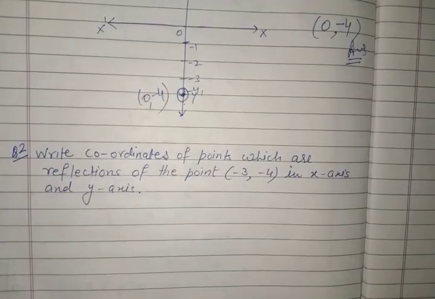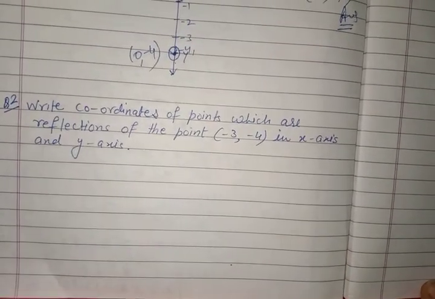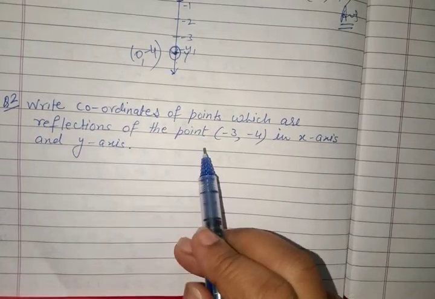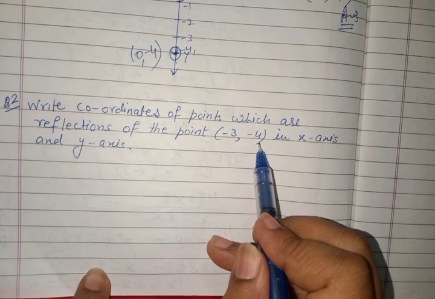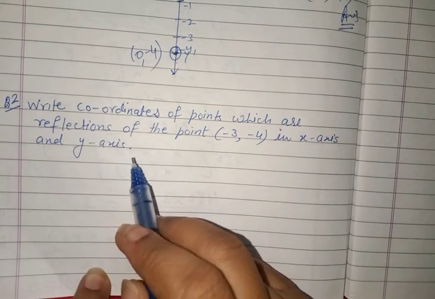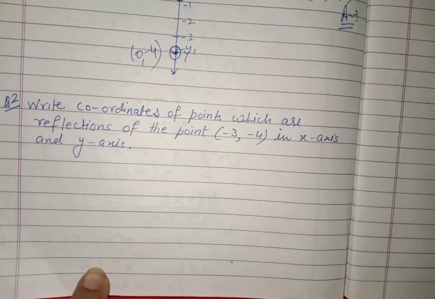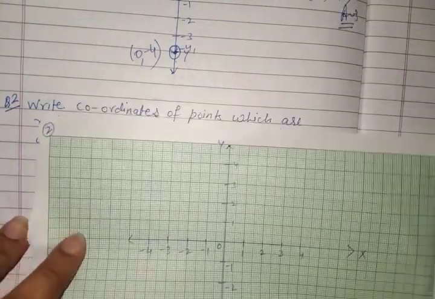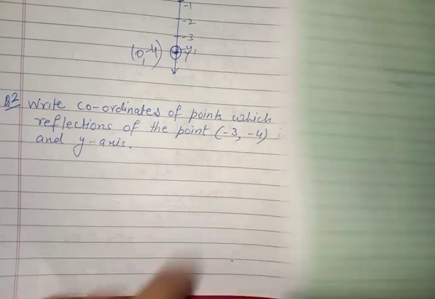Now next is, write coordinates of points which are reflections of the point minus 3, minus 4 in x-axis and y-axis. For this also you can draw a rough graph, but I am doing it on the proper graph sheet so that you can understand better. Minus 3, minus 4.